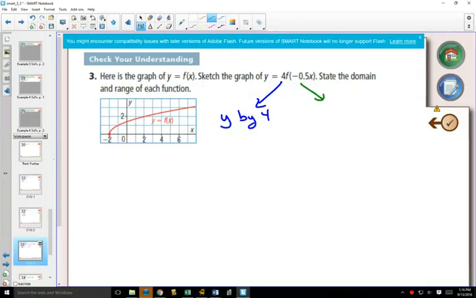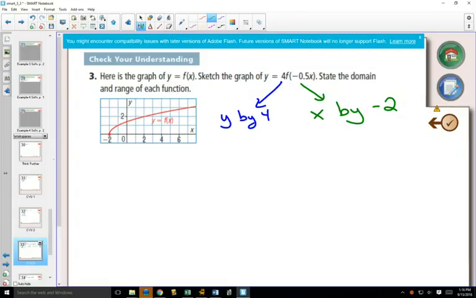And then the next number we run into is negative a half. That's inside the function, so it's going to affect the x. We have to do the reciprocal, and it's going to multiply the x by negative 2. We can do that all in one step.